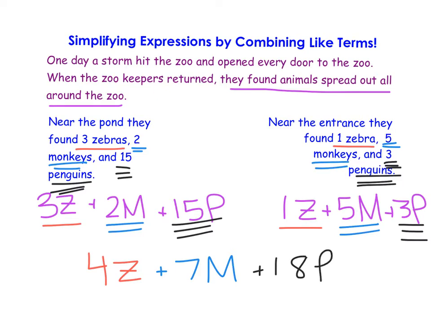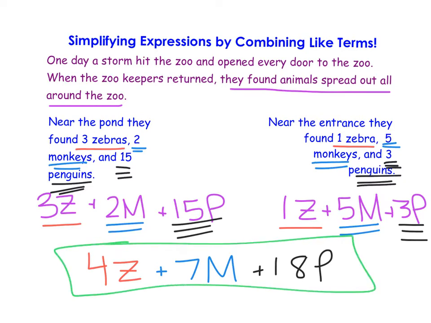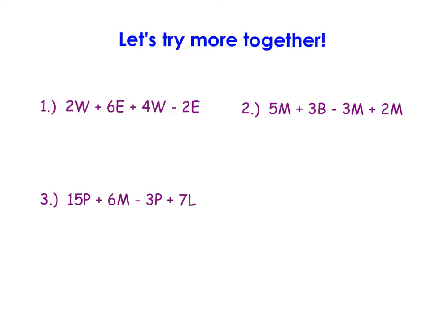So hopefully you're noticing here that I'm combining items together that have the exact same variable attached to them. And when we're combining like terms, that is exactly what we do. We combine things together that have the exact same variable part in those terms. So that's what we're going to practice on the next couple of slides, is how we combine those like terms together. So let's take some practice here.